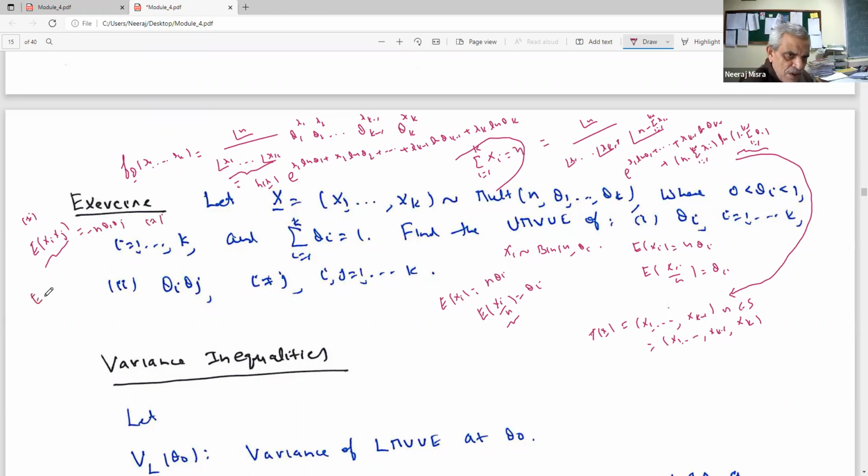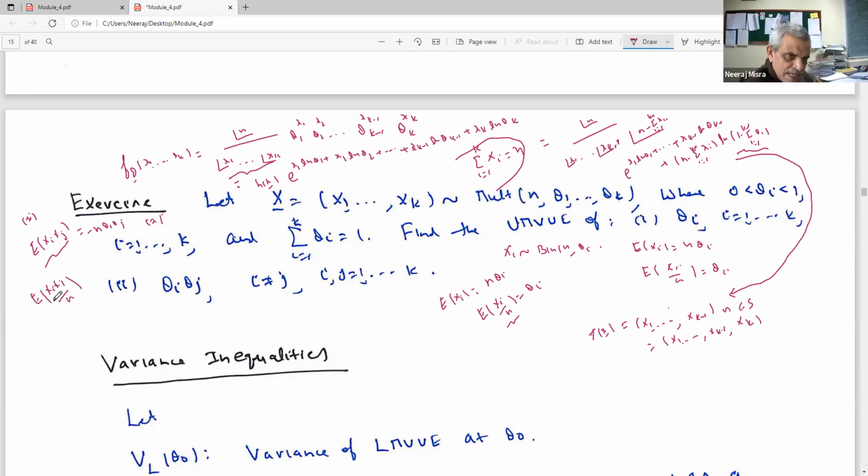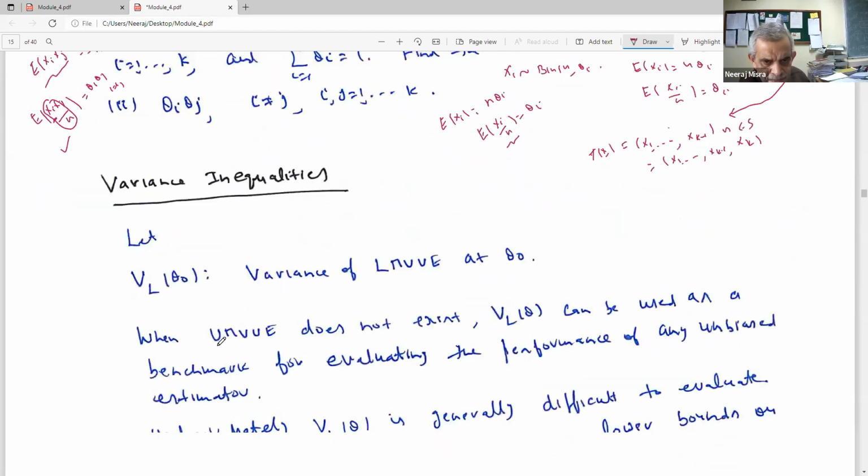The expected value of n times xi xj divided by n minus 1, that is, the expected value of minus xi xj by n, is nothing but theta i theta j. So the UMVU for theta i theta j is minus xi xj by n. Okay, so that completes this problem.